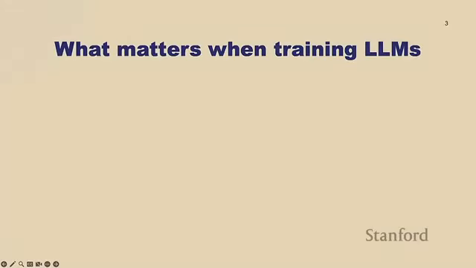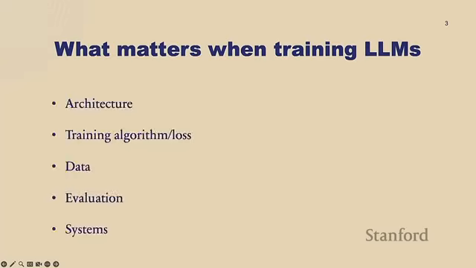Great. So what matters when training LLMs? There are a few key components that matter. One is the architecture. As you probably all know, LLMs are neural networks, and when you think about neural networks, you have to think about what architecture you're using. Another component which is really important is the training loss and the training algorithm, so how you actually train these models. Then it's data: what do you train these models on? And the evaluation, which is how do you know whether you're actually making progress towards the goal of LLMs.